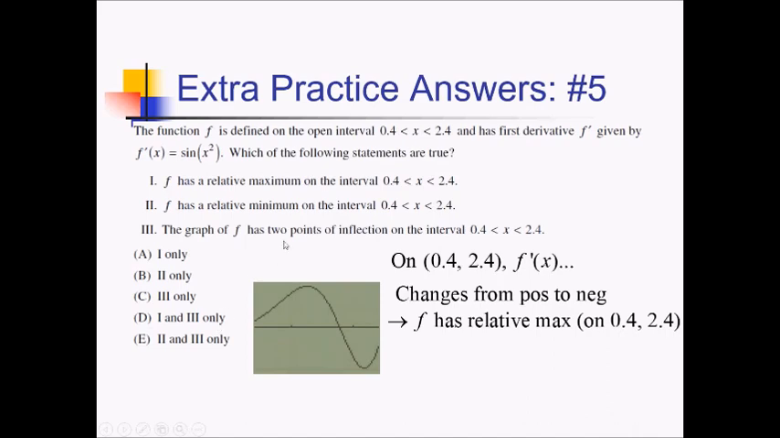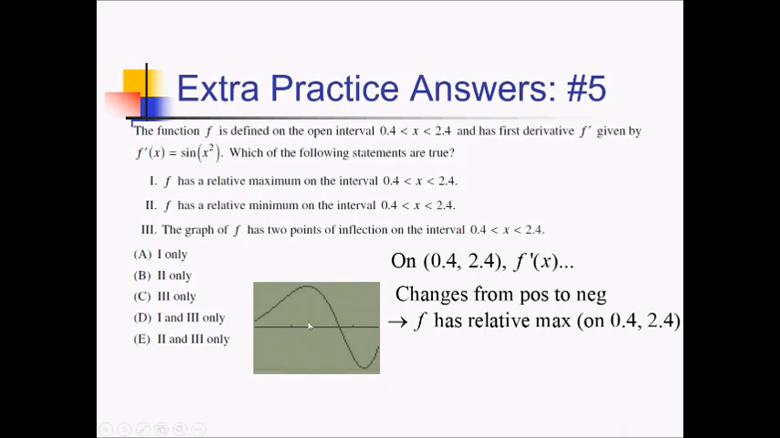So this one, the graph has 2 inflection points. So points of inflection, that's where f double prime is changing sign. You could take the second derivative and graph that and see where it's changing sign. But a quicker way to do this: if f double prime is changing sign, that means that f prime is changing from increasing to decreasing, or decreasing to increasing. In other words, f prime is going to reverse directions wherever f double prime is changing sign.